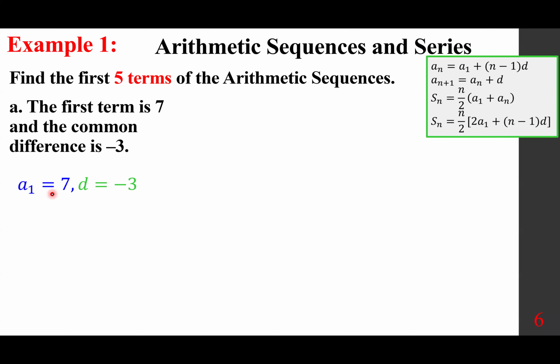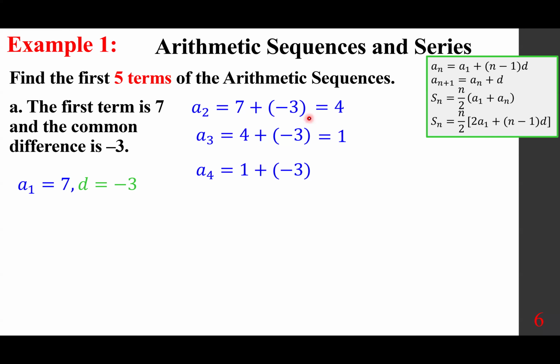So if the first one is 7, the second one would be 7 and add this number. With negative 3, you get 4. And then add negative 3, you get 1, so on and so forth. We add negative 3 again, we get negative 2. And we want 5 terms, so 1 more, and we get negative 5.